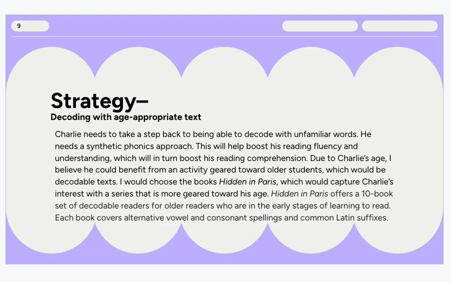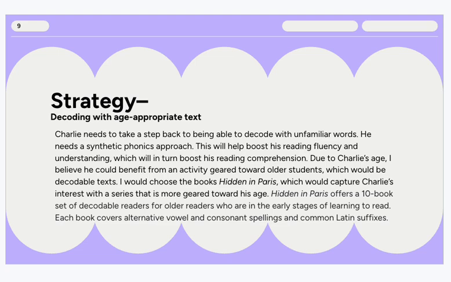Charlie needs to take a step back to being able to decode with unfamiliar words. He needs a synthetic phonics approach, which will in turn boost his reading fluency and understanding and his reading comprehension overall. Due to Charlie's age, I believe he could benefit from an activity geared toward older students, which would be decodable text.